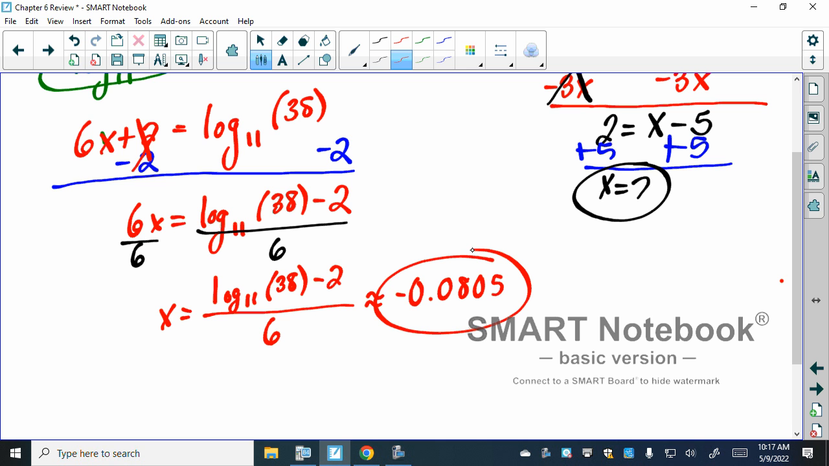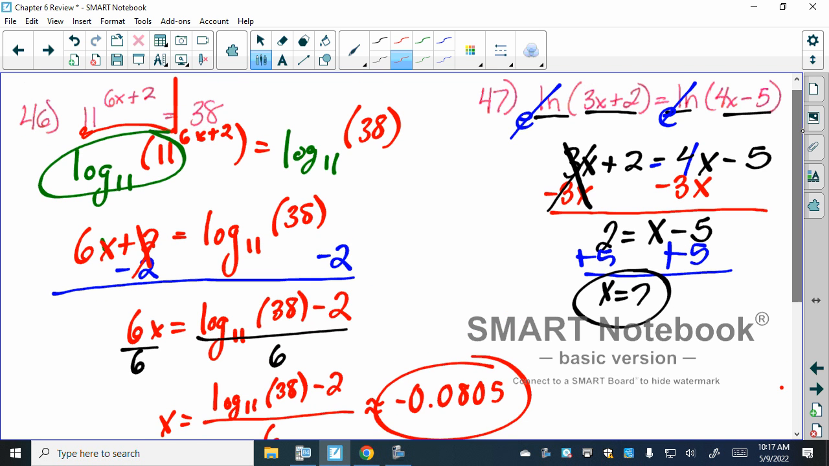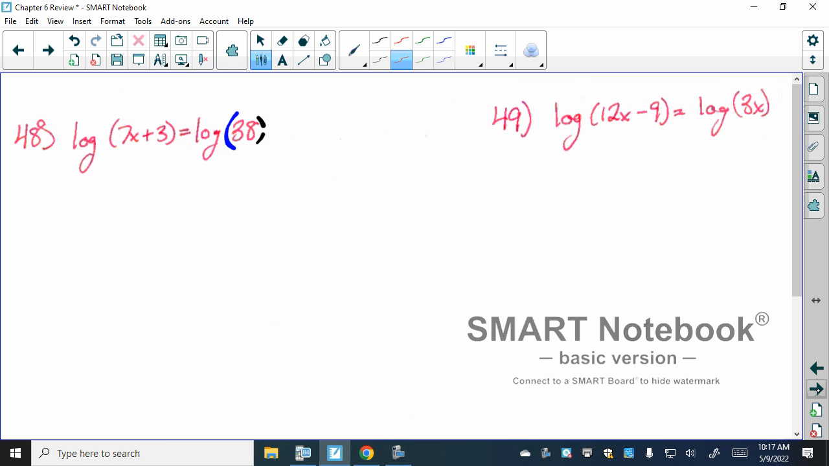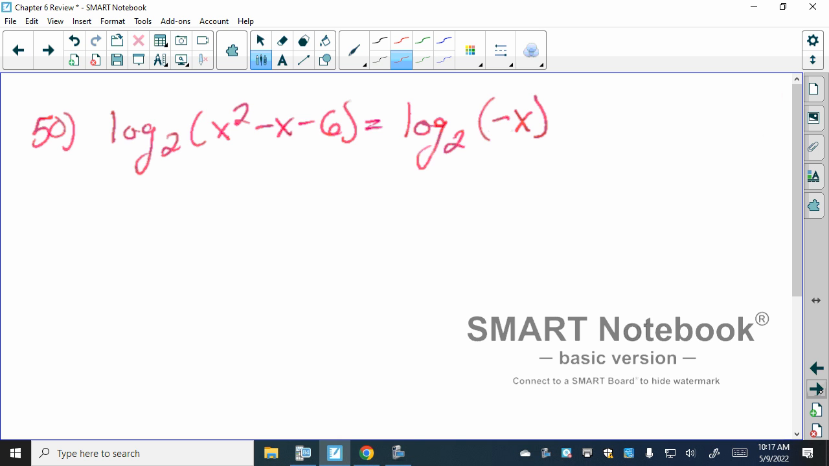Yep. Any other questions on these here, on 46 or 47? Let's look at 50, because I know 50 has a little bit of a hitch, something I've talked about and hinted on, but it would be good to see.